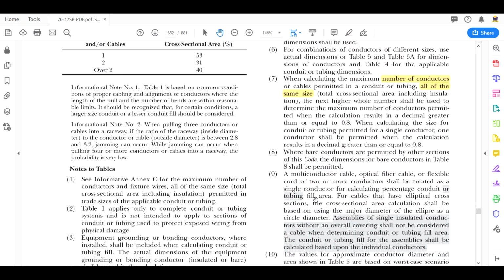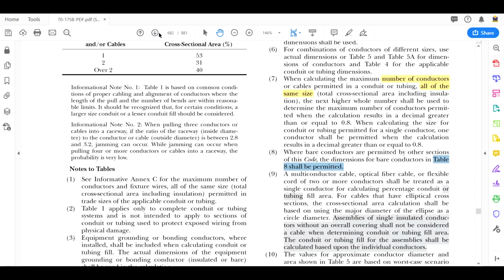All right, next one is note 8. Now, note 8 says where bare conductors are permitted by other sections of the code, probably most notably in Article 250, there are various sections where we have no problem putting bare conductors inside of raceways. How do you determine what the actual area of the bare conductor is? And I think I told you earlier, you simply go to table 8.